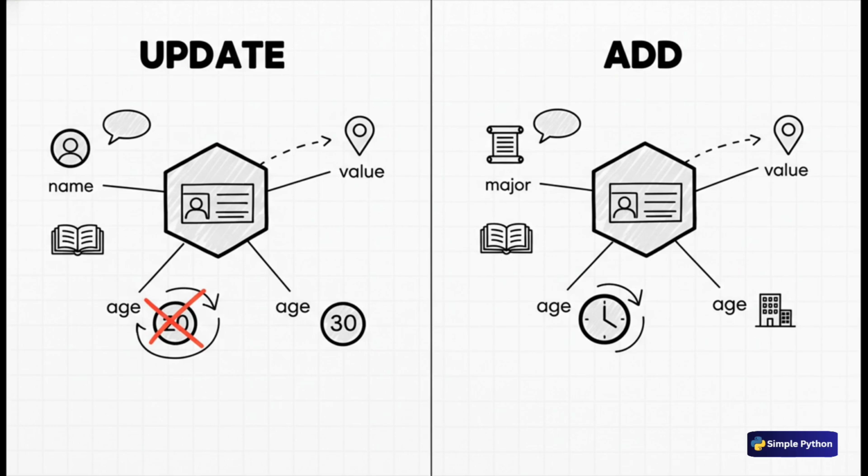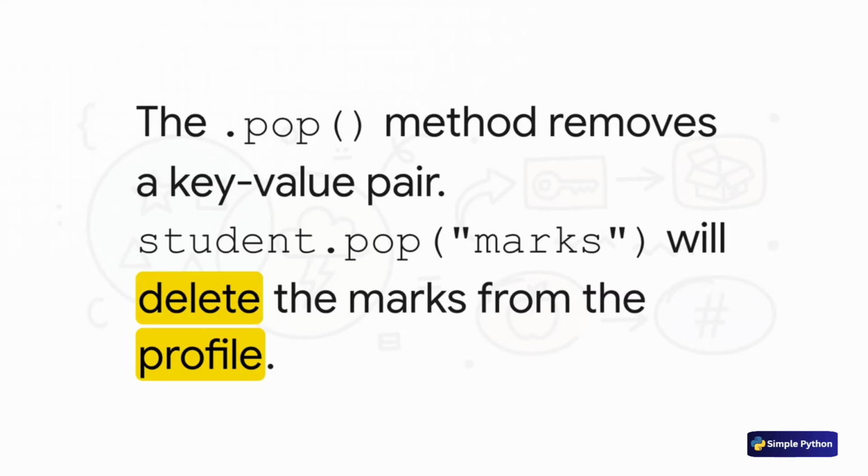And taking stuff out is just as easy. There's a method called .pop that takes a key and it just removes that entire key value pair from the dictionary. So here, running student.pop marks would permanently delete the marks from that profile.